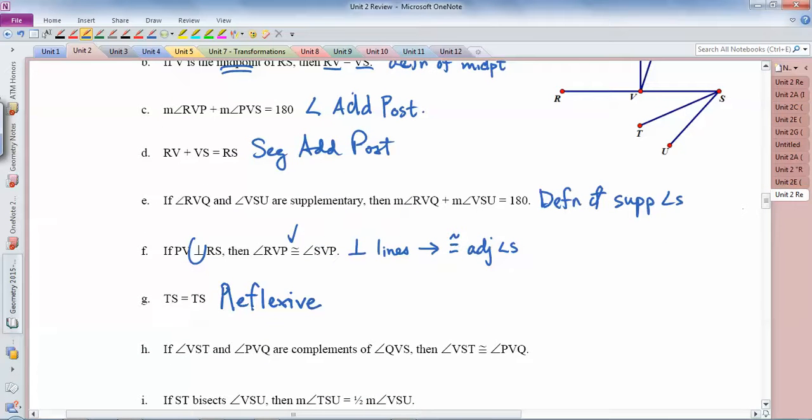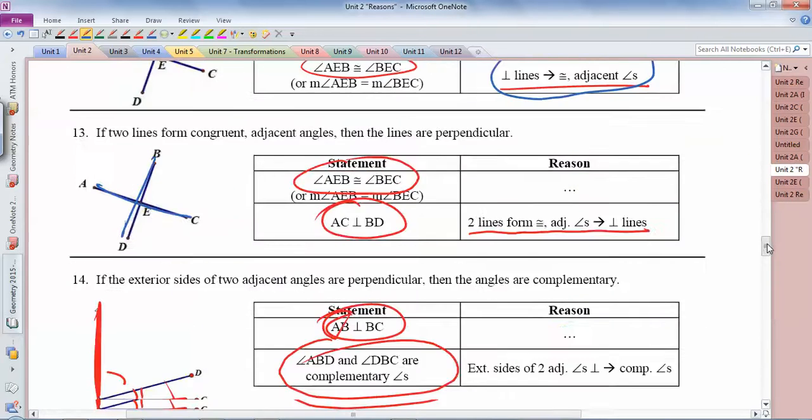Okay. Let's see. Next one. If VST and PVQ are complements of QVS, then VST and PVQ are the same. Okay. This one we don't really need the picture. If this one is a complement with that, so if these two are complements, then they should add up to 90. And if this one is also a complement with that, then these two should add up to 90. So if you add this to the other one, you get 90. If you add this to the other one, you get 90, which means these two should be the same, right? That's actually this little used reason way down here.